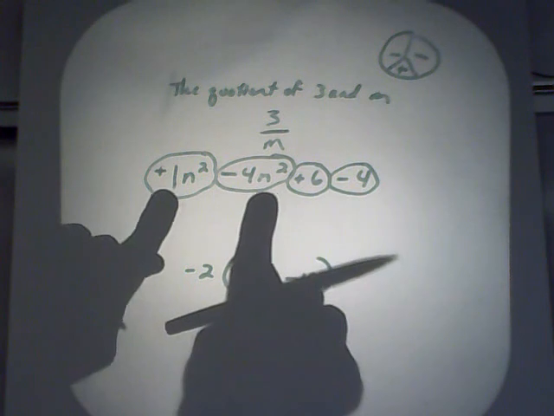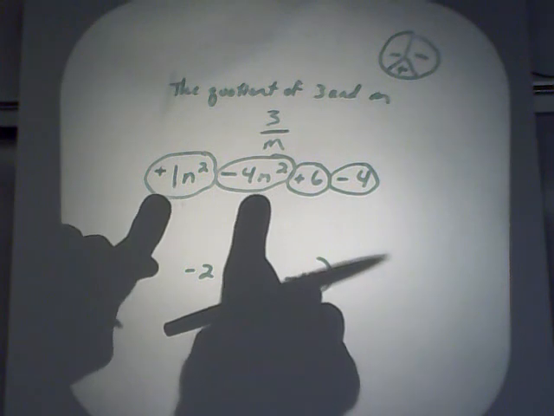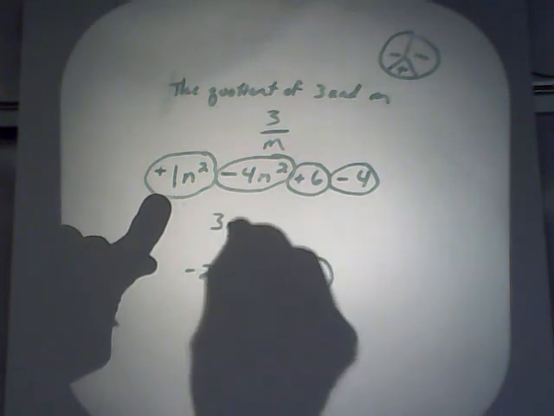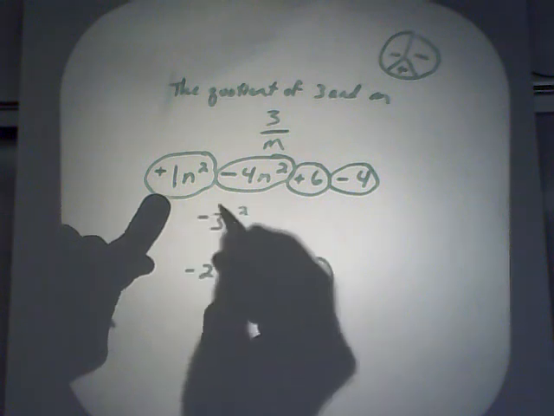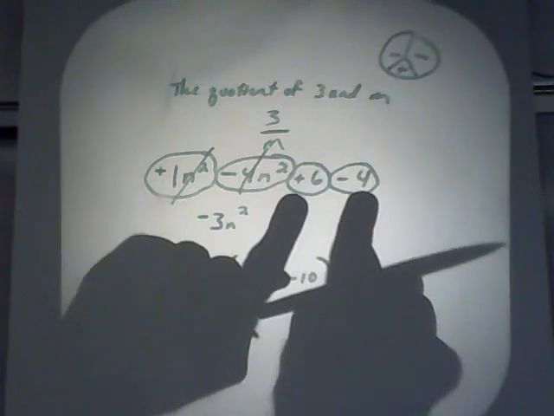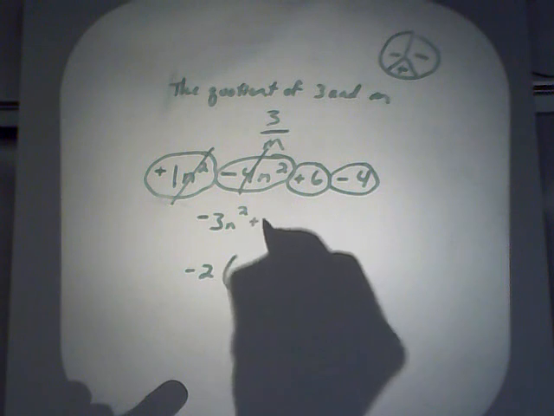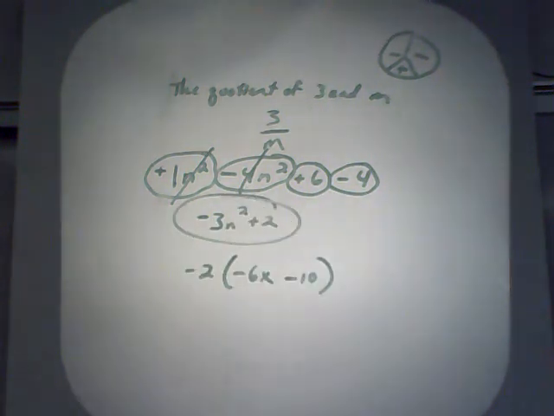I got a 1n squared and a negative 4n squared. My signs are different, so I subtract. Keep the sign of the bigger looking number. Signs are different, subtract. Keep the sign of the bigger looking number. Do we get it? Negative 3n squared plus 2.